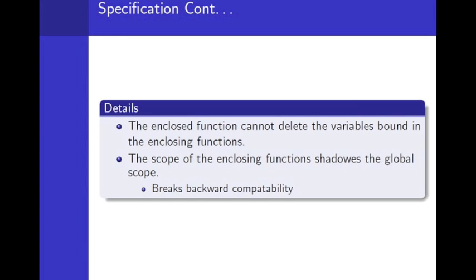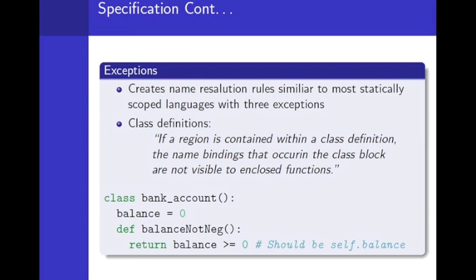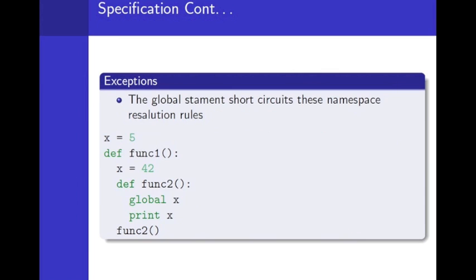This is a big concern with backwards compatibility. So this basically makes Python similar to most statically scoped languages with three exceptions. The first one being class definitions. If a variable is defined within a class, you can't access it with a function that's enclosed in that class without the old way with self.